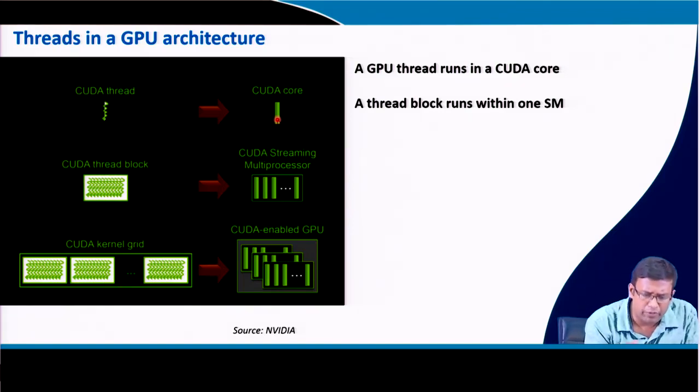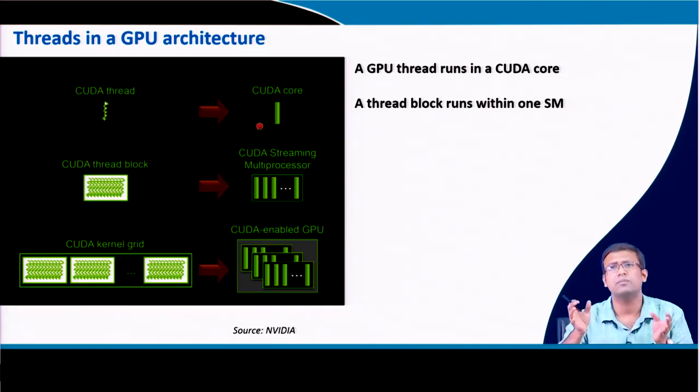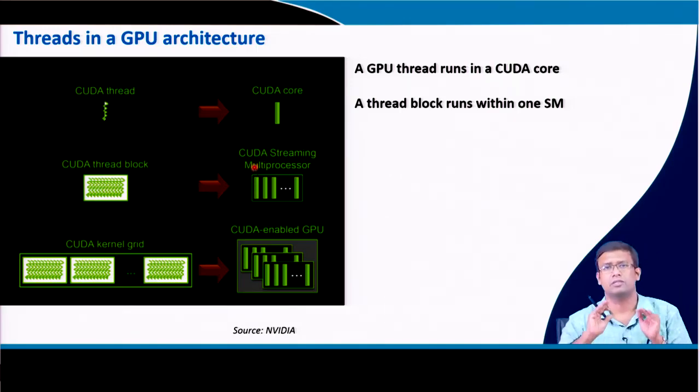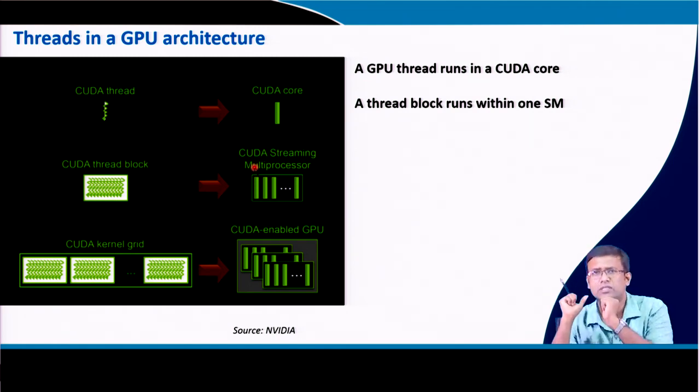Now, what is a thread? A thread is a member of a block. A thread cannot be launched on its own. A thread is launched as a part of a block, and each block goes to one streaming multiprocessor. So, the block of threads I am sending is assigned to one streaming multiprocessor. A block can have a maximum of 1024 threads, and these 1024 threads collectively go to one streaming multiprocessor.